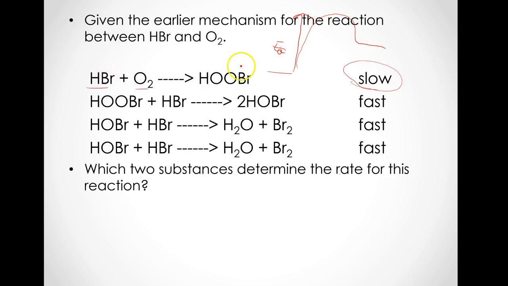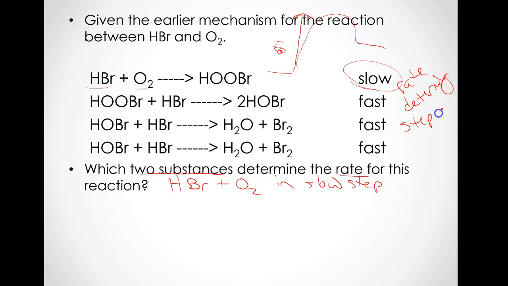And because they are very slow, they act like a bottleneck. They slow everything else down. As soon as HOBr is made, the domino effect is off and running. But it takes a very long time to make that HOBr. So the 2 substances that determine the rate are HBr and oxygen in the slow step. Very often that slow step is referred to as the rate determining step. Not great handwriting there, sorry.